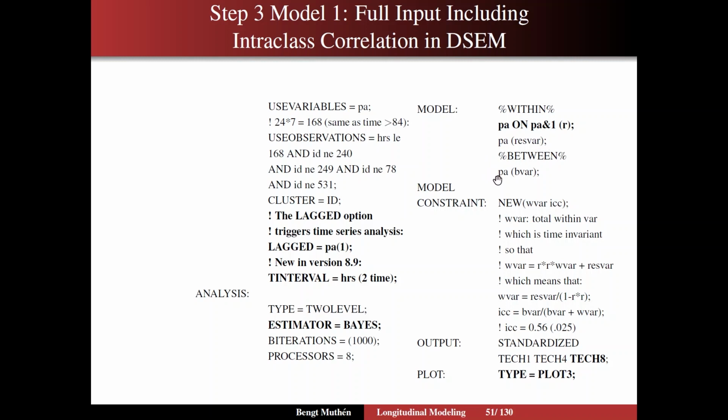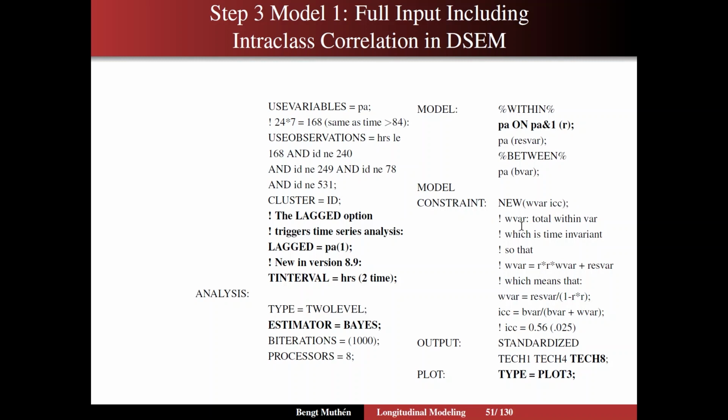And then we label the variance on between as well, because what we're going to go after here now is make the connection with intraclass correlation that we talked about in the regular two-level analysis. So we're going to compute two new parameters, the within variance and the ICC.